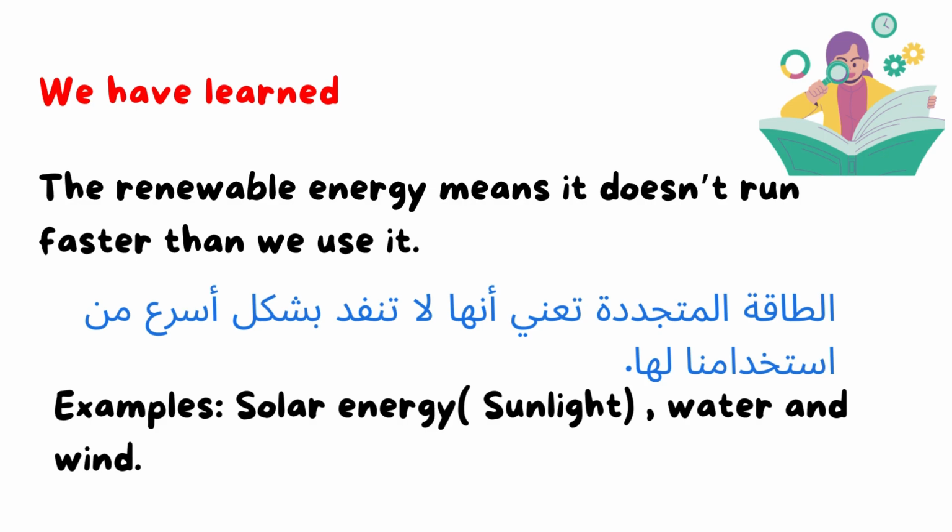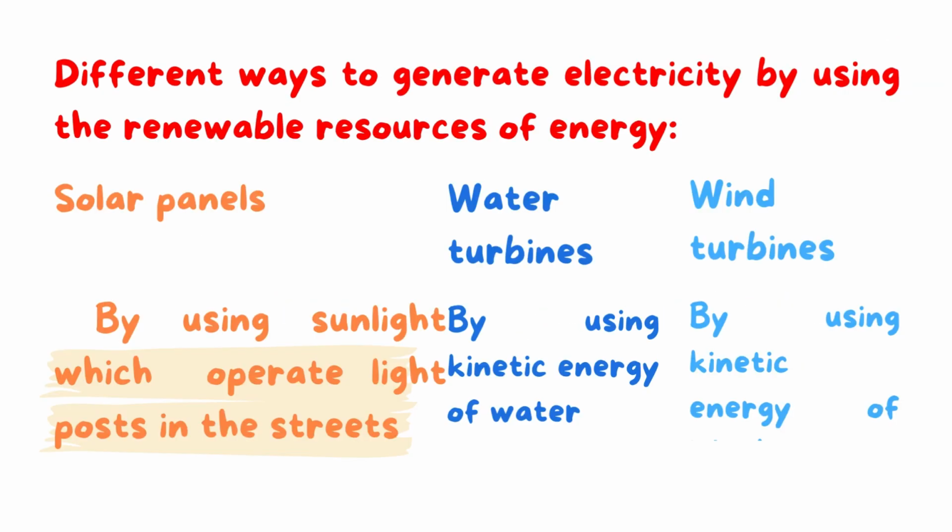Examples of renewable resources, what can you tell me? Yes, solar energy, sunlight, water and wind. Excellent, Junior 4 students. Also, we mentioned in the last concept that we use these renewable resources to generate electricity. So now we will learn the different ways to generate electricity by using the renewable resources of energy.